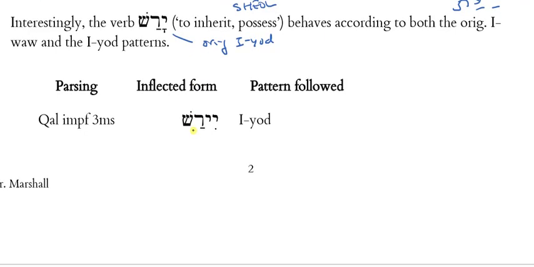The Qal imperfect 3ms of Yarash is Yirash. So here you can see it's following the One-Yod pattern. Originally, One-Yod verbs get a hireq yod for the prefix's vowel. The One-Vavs get the tsere. Okay, so that's the difference between One-Vavs and One-Yods. One-Vavs get tsere under their prefix. One-Yods get the hireq yod. Look at the next form.